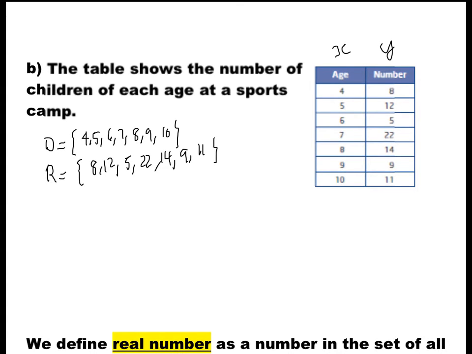Now, if we wanted to decide if it's a function or not, you can see that in the domain here, all the x values are unique. There is no repetition, so we can say that this is a function.